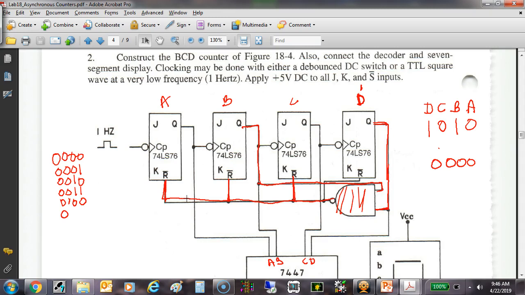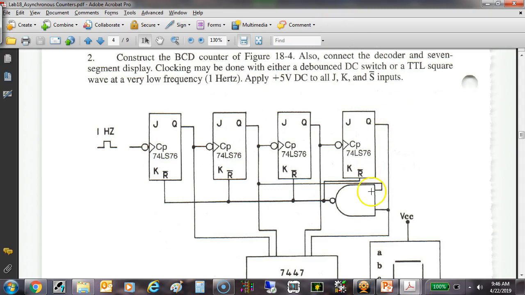So what's going to cause both these inputs of this NAND gate right here to go to a high? Well, when this Q output right here goes to a high, that's one high. When this Q output right here goes to a high, that's two highs. Now I've got all highs, what's going to happen? This right here is going to go to a low, and all my Q outputs are going to go to a low.